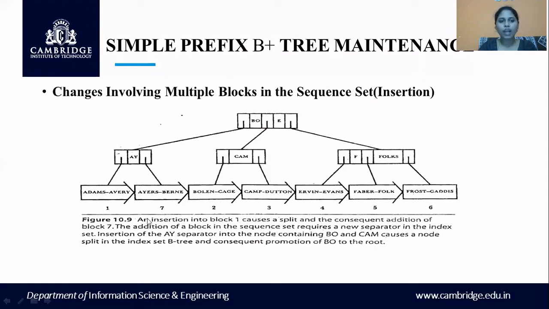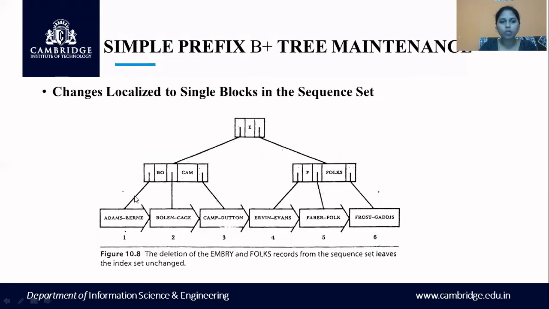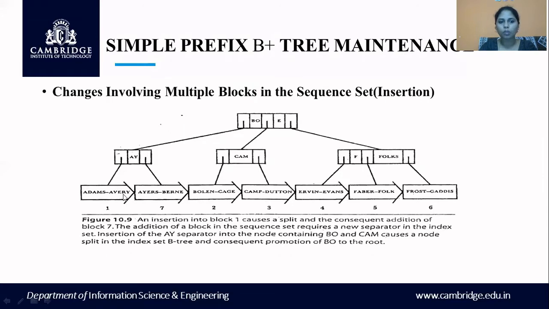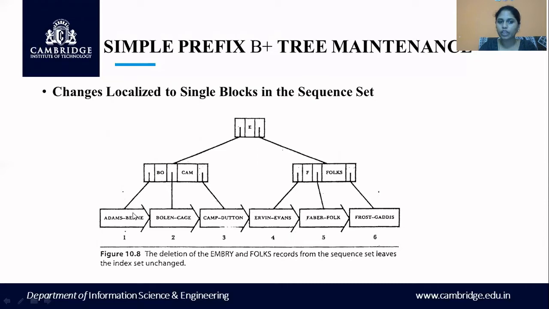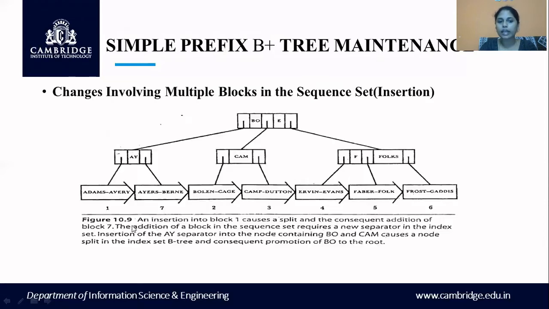Now, let us see an insertion into block number 1 causes a split and consequent addition of block number 7. So if you can see here, I have tried to add one more record. Previously, what were the records present? Adams and Byrne. Now I have tried to add one more record, let's say Avery. Because we are adding one more record, this block number 1 is being split into 2. What is the new block that is created? Block number 7. So this is nothing but changes involving multiple blocks.